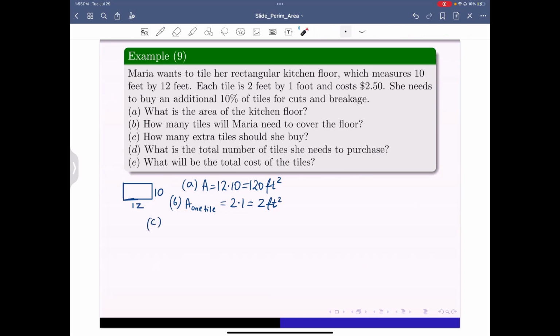For part C, how many tiles does she need? We have 120 square feet to cover. We would divide by 2 square feet. So we have 120 divided by 2. That gives me 60 tiles she needs. 60 tiles is needed.